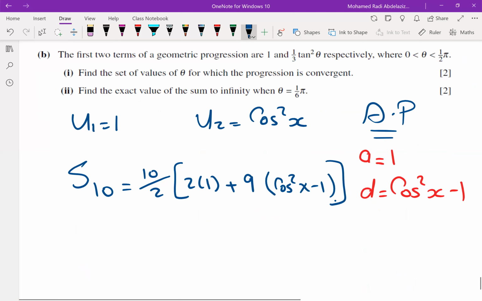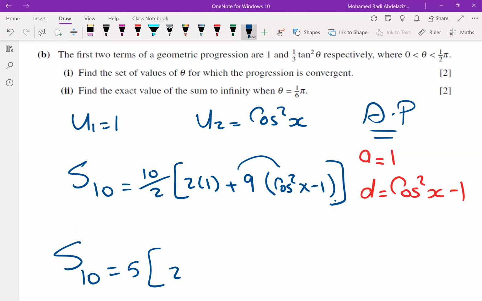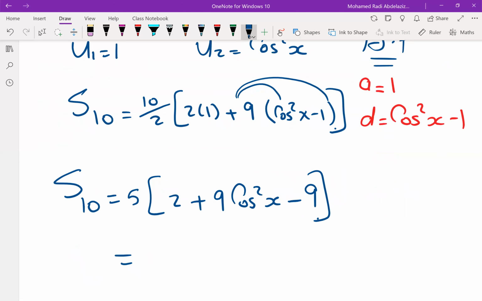If you expand, S10 is equal to 10 divided by 2, which is 5, times 2 times 1, which is 2, plus 9 cosine squared x, 9 times negative 1 is negative 9. Simplify: 5 times 2 is 10, 5 times 9 is 45, and 2 with negative 9 will be negative 7, 5 times negative 7 is negative 35. So 10, plus 45 cosine squared x, minus 35.